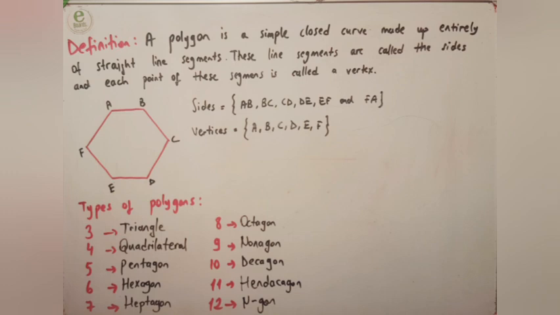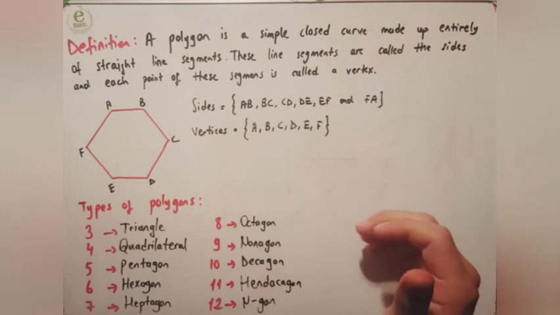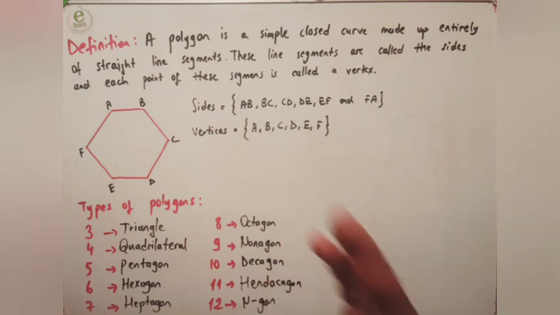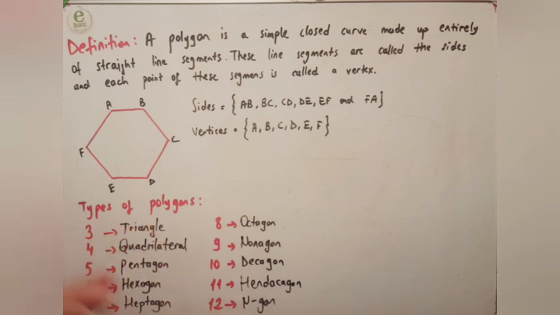So here I'm going to show you types of polygons. The polygons will have special names according to their number of sides. For example, if the polygon is three-sided, it is called a triangle. For a four-sided polygon, it's a quadrilateral. For five, pentagon. For six, hexagon.